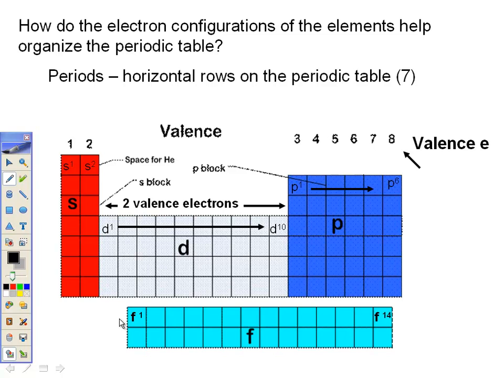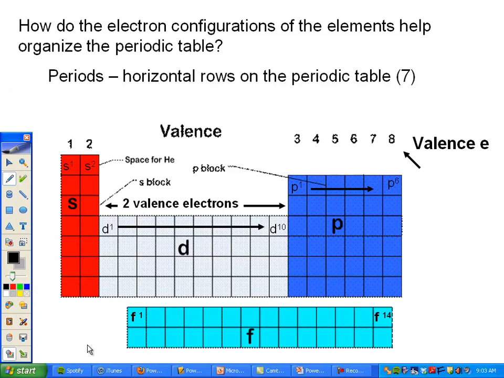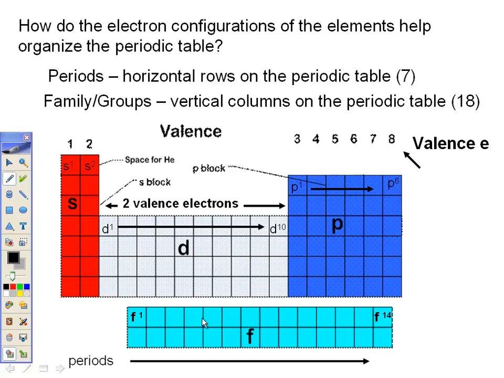Remember that periods are the horizontal rows on the periodic table, and there are 7. If I were going to number the periods, I would number them going down: period 1, period 2, period 3, period 4, period 5, period 6, and period 7. These two series go up into period 6 and 7. They're squeezed in there, so they are part of period 6 and 7. Families or groups are the vertical columns. There are 18.